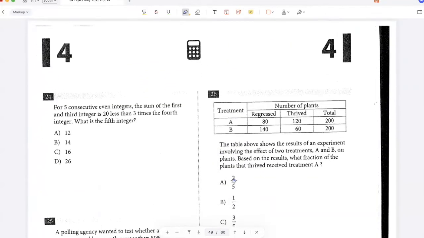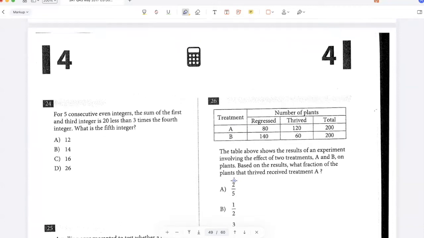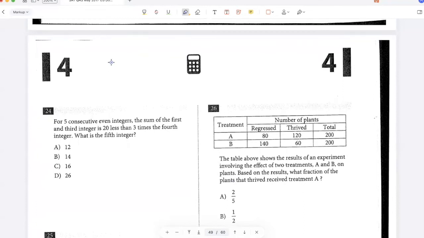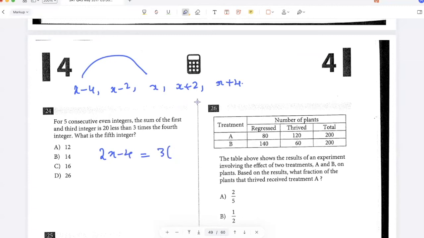For 5 consecutive even integers, the sum of the first and third integer is 20 less than 3 times the fourth integer. What is the fifth integer? Okay, so for consecutive even integers, let me take x minus 4, x minus 2, x, x plus 2, and x plus 4, right? So these are 5 consecutive. Sum of the first and third, so that will be 2x minus 4, is 20 less than 3 times the fourth, which is 3 times x plus 2, and 20 less than that.